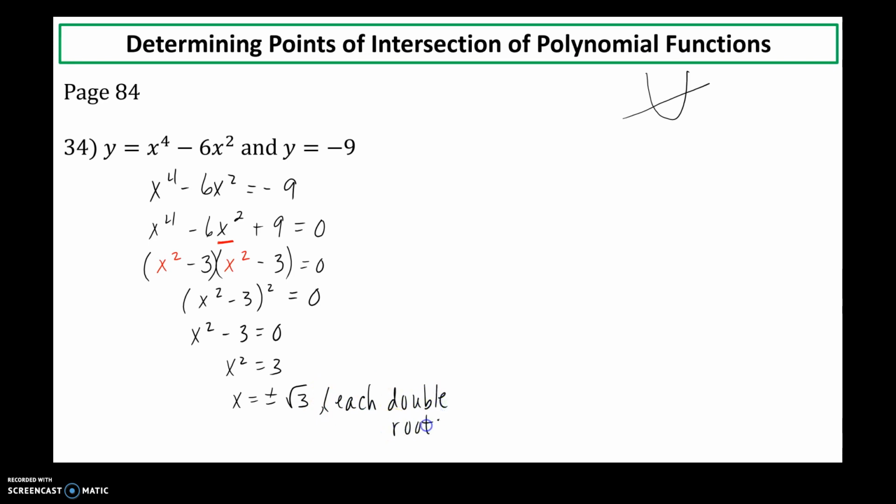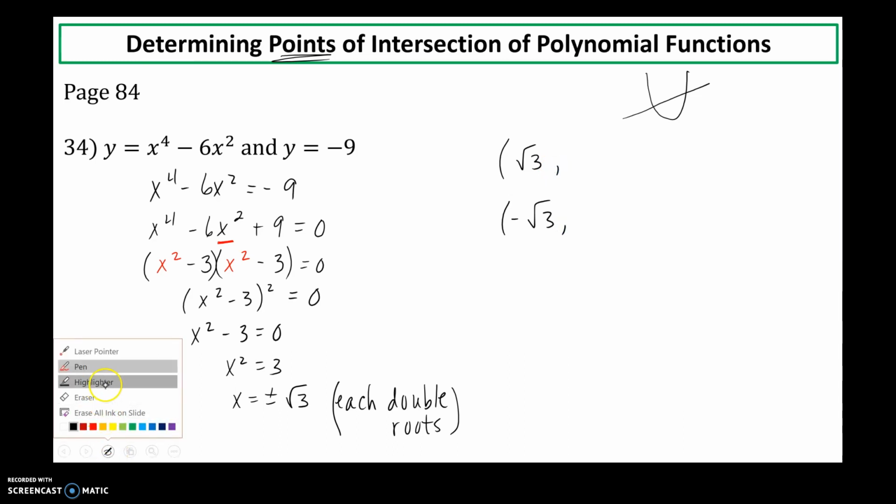So if you went to graph that, at both square root of 3 and negative square root of 3, you would have bounce points. But it says find the points of intersection. So I have an x-coordinate of square root of 3 and an x-coordinate of negative square root of 3. So how do I find my corresponding y? I go back and plug it into the original. Please recognize all that you're given. Y is equal to -9. This is a horizontal line through -9.